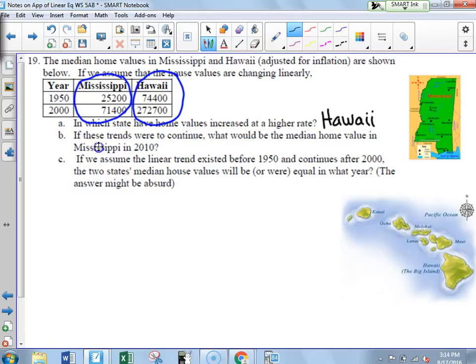Yeah, me too. If these trends were to continue, what would be the median home value in Mississippi in 2010? Okay.